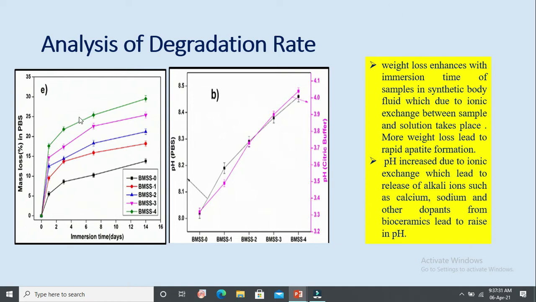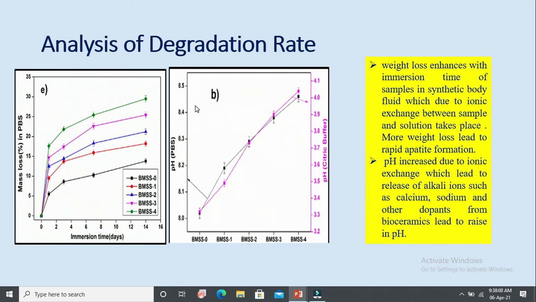So for mass loss percent, we can see that the samples are immersed in the synthetic body fluid, that is SBF, or PBS, that is phosphate buffered saline, which leads to the initiation of ionic release between the sample surface and the solution, and with the increase in time interval we can see that the mass loss percent starts increasing. The more the mass loss percent, the more rapidly apatite formation takes place. So we can see from this figure.